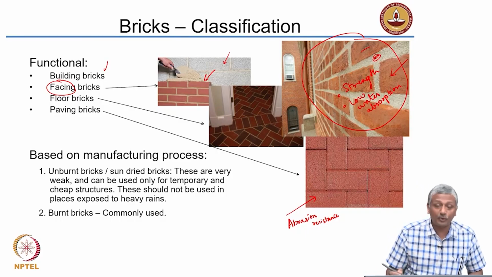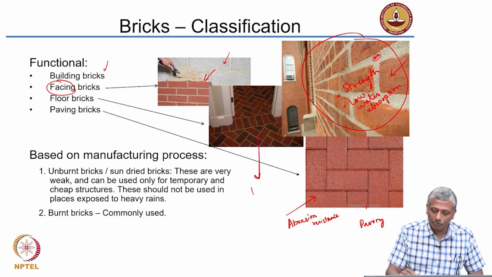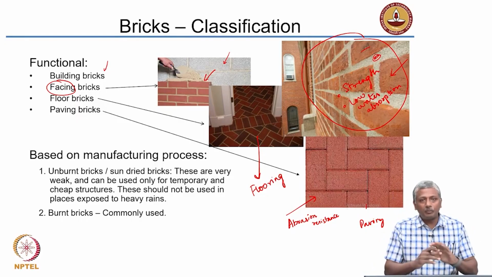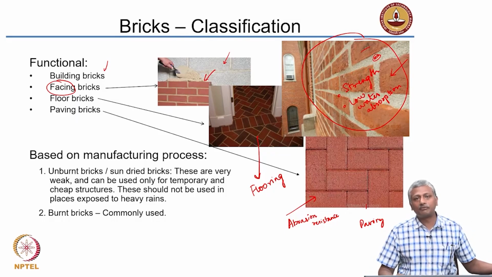So, there are two types of flooring bricks that I have shown here. These are paving, they are used in outdoor conditions for paving, and these are flooring which are used in indoor conditions, okay. Flooring and paving bricks are both basically bricks that are laid out on the floor. When it is interior, we call them flooring bricks, when it is exterior, we call them paving bricks.